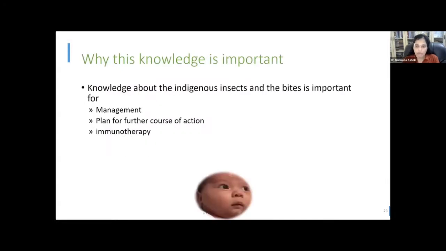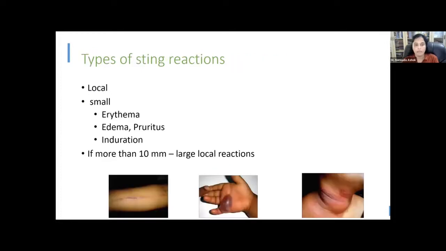Why is the knowledge of all these things very important? Because we have to know what the indigenous insects are and which bites are very common, and how we plan our further course of therapy and immunotherapy. Now, generally, venom stings can produce a local reaction. The local reactions are usually either small or larger. For the smaller, edema, erythema, pruritus, and induration only will happen. This is a smaller reaction. But the larger local reactions are such that they usually cross about 2 joints or more than 10 millimeters. So this is a larger one.